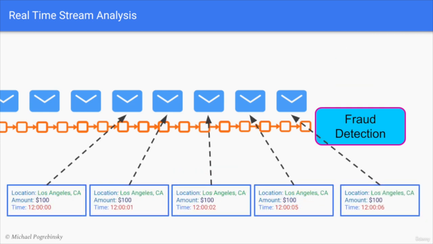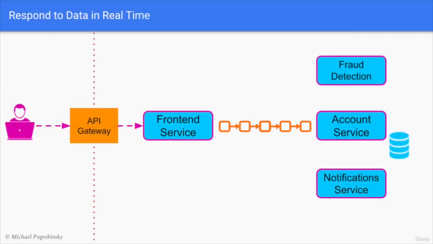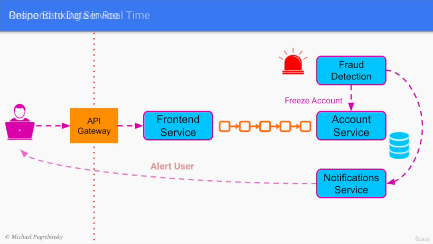Similarly, by analyzing a stream of transactions in real time, it can detect that 5 different transactions were made within a short amount of time, which simply cannot correlate with real human activity. This activity would be immediately flagged as fraudulent and would trigger the fraud detection service to communicate with the account service, which would freeze the user's account. And it would also communicate with the notification service, which would alert the user about the situation.